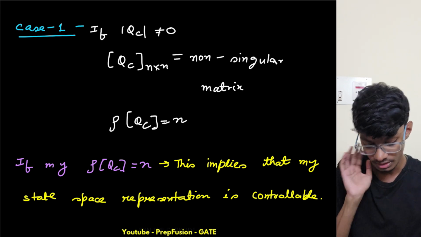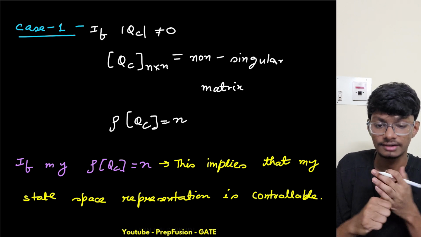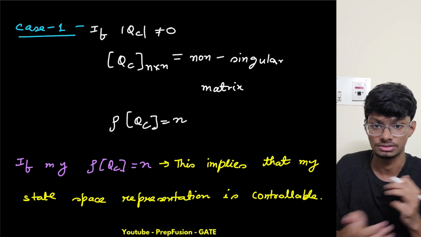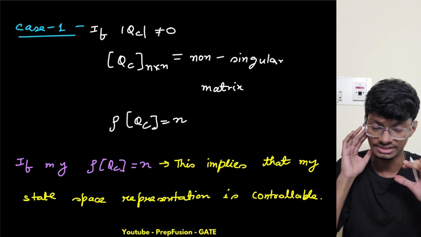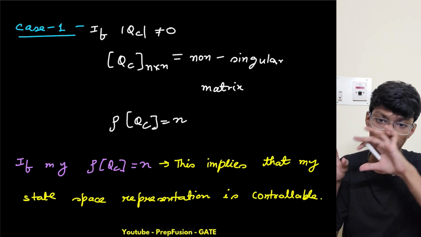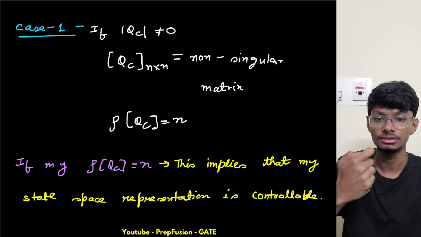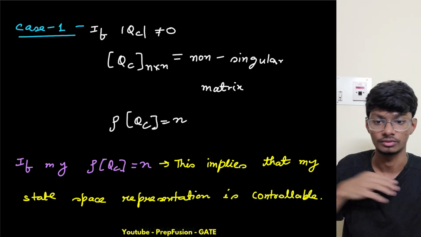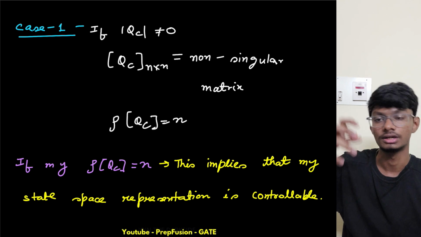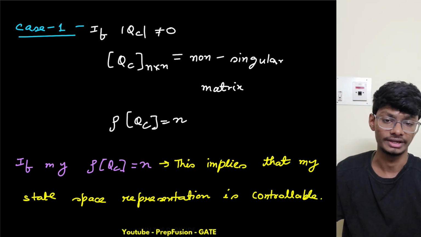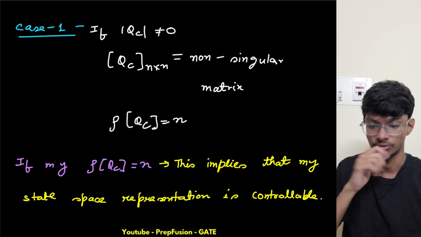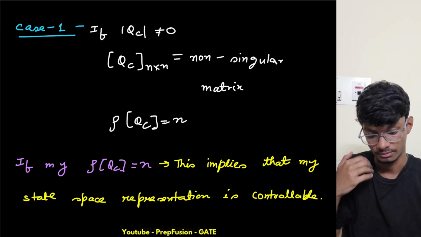So what does it mean that my state space is controllable? It means that the way I represented my state space, all the state variables will be reachable from my input. That's how I will control it. We can control the poles and stabilize the system with the help of my input. So that is the main thing about controllability.